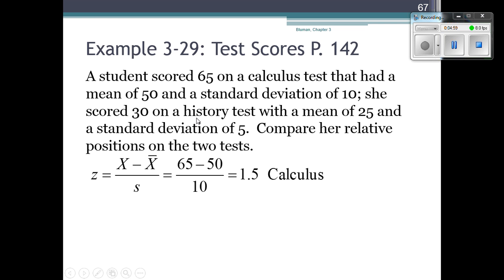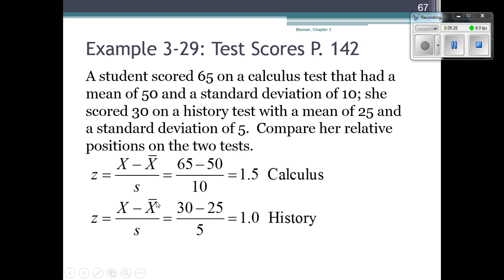So her test score was 65. That goes right here, that's the X value. The mean was 50, standard deviation was 10. So we do all that. 65 minus 50 is 15. 15 divided by 10 gives us a Z-score of 1.5. So that means she scored 1.5 standard deviations above the average student.